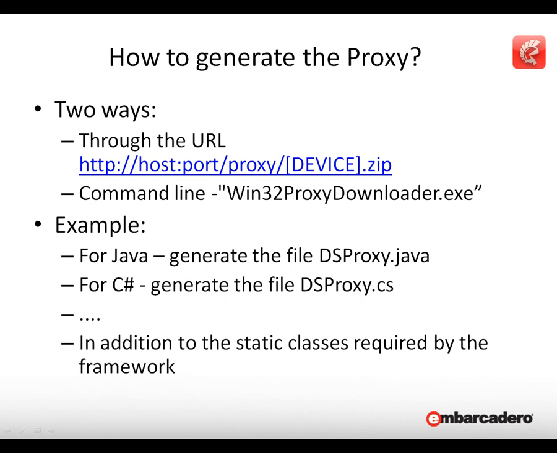So how do you generate the proxy? Two ways. Like I said, you use the HTTP request, passing the host, the port, /proxy, and the platform name .zip, and you can download your proxy. Or through the command line, use the Win32 proxy downloader that you can generate through the command line. There is a third option, which is the proxy downloader.jar. This is a Java version of the proxy downloader that you can use on the command line in other platforms that are not Windows.